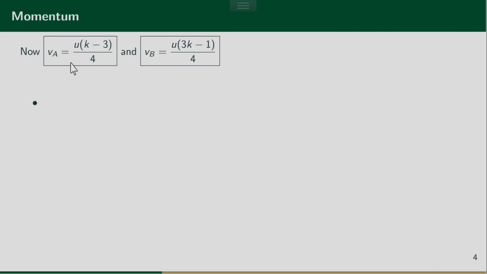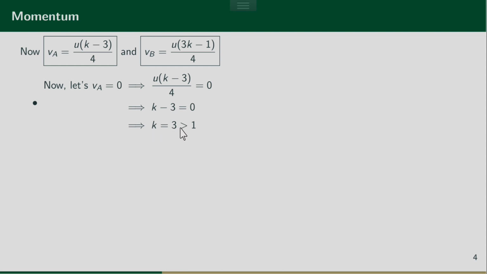Now, this is the value of the final velocity of object A and final velocity of object B. Now, let's suppose that VA is 0. So I will take this term and equate it to 0. Then u divided by 4, I can divide both sides by u over 4, it vanishes. So k minus 3 is equal to 0. So I send negative 3 the other way, k is equal to 3.